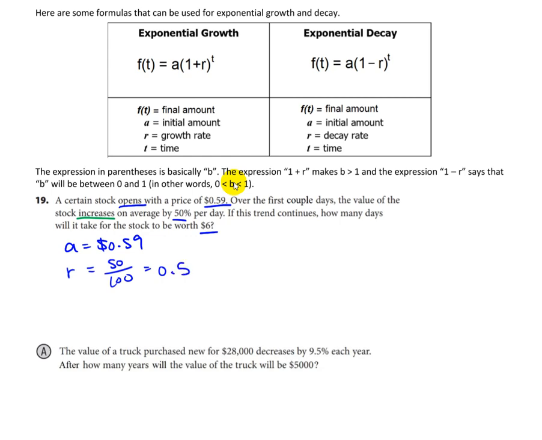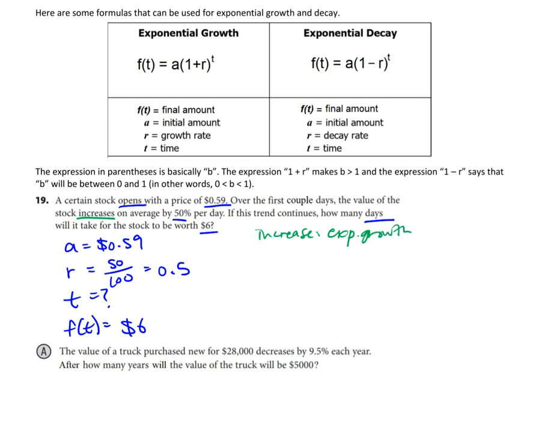And we're trying to figure out, if this trend continues, how many days will it take? So days, that's what we're trying to figure out. We don't know time. It will take for the stock to be worth $6, which is our final amount. So f of t is going to be $6. So let's use the exponential growth formula, and the reason why is because the problem says that this is increasing. Because this is increasing, this represents exponential growth.